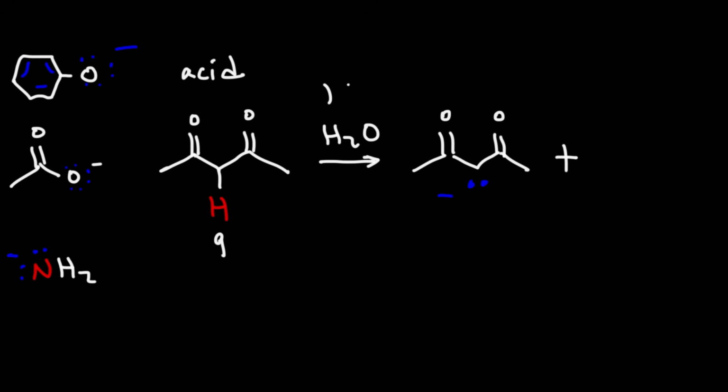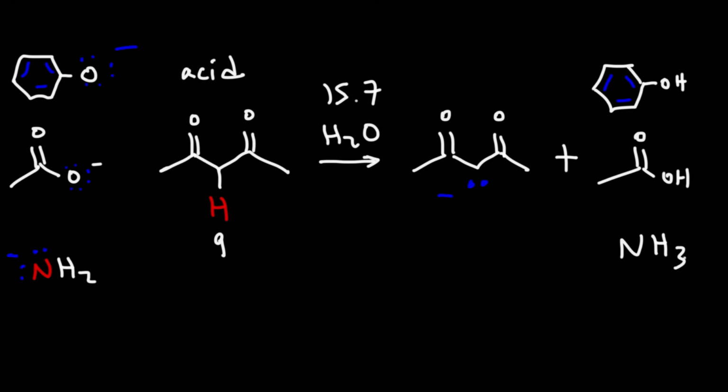The pKa for water is 15.7. So let's look at the pKa's of the conjugate acids. The conjugate acid of phenoxide is phenol. The conjugate acid of acetate is acetic acid. And the conjugate acid of the amide ion is ammonia. Phenol has a pKa of around 10, acetic acid 4.75, and ammonia 36.